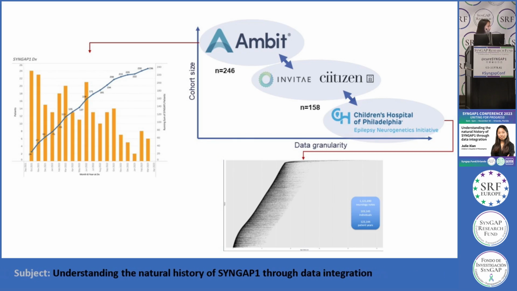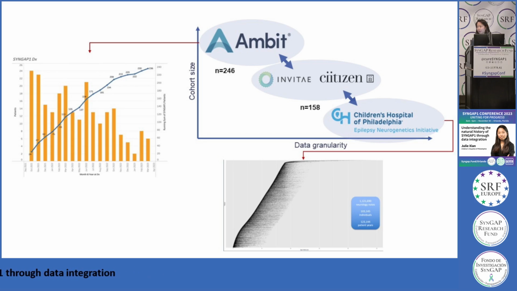We're looking at 3 different databases using real-world data. We included 246 individuals from the AMBIT database, which is a healthcare insurance claims database, Citizen, which is reconstructed medical records, as we've learned, as well as internal CHOP data. So we're reconstructing clinical histories based on electronic medical records of individuals that have been seen at our center. The takeaway here is that we already have an immensity of data that we can retrospectively put together and analyze to reconstruct some of the disease aspects of SYNGAP1.